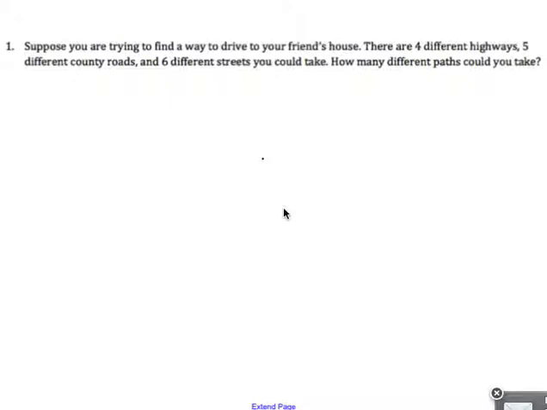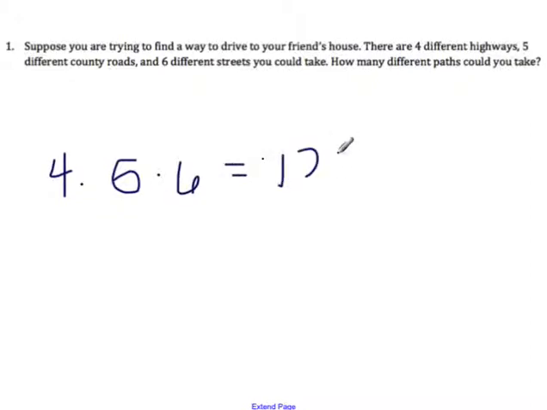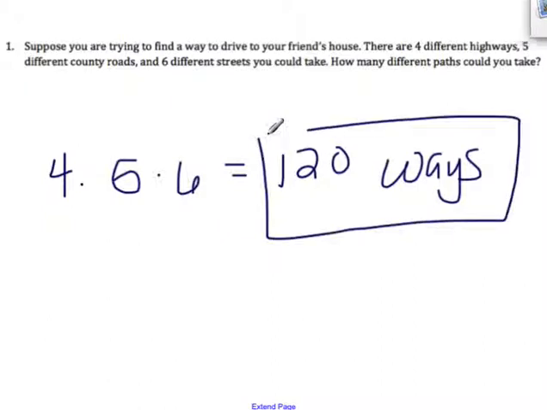Suppose you are trying to find your friend's house. There are 4 different highways, 5 different country roads, and 6 different streets that you can take. How many paths can you take? All you're going to do is multiply all your different options. We have 4 different highways times 5 different country roads times 6 different streets. So when you multiply 4 times 5 times 6, you end up getting 120 different ways you could take to get to your friend's house.